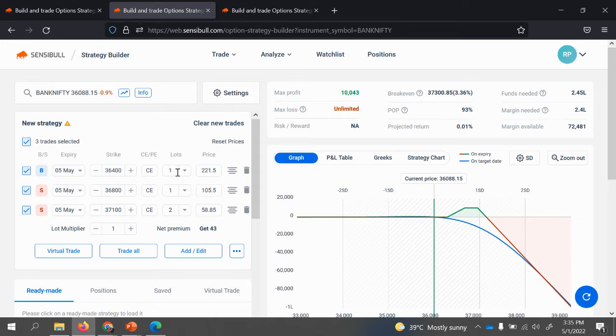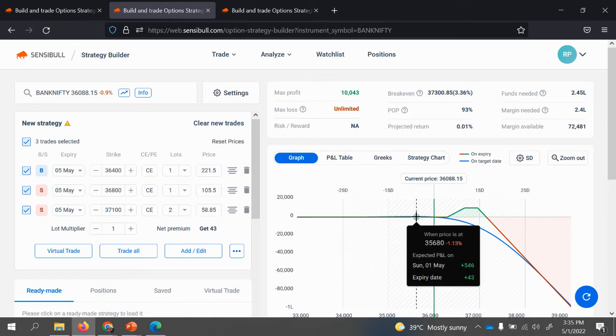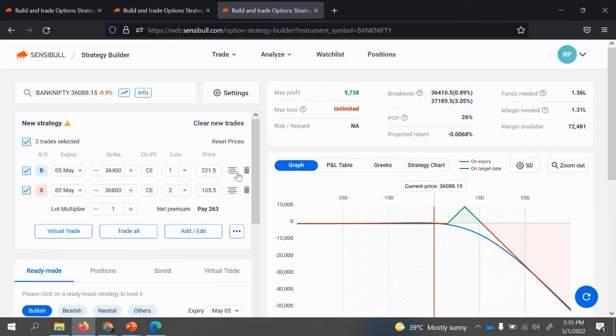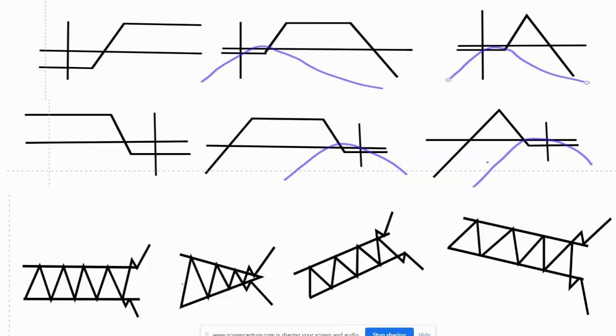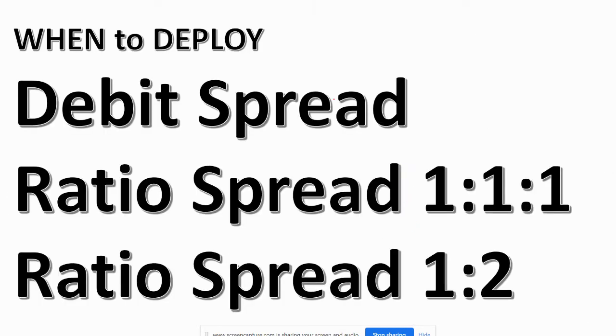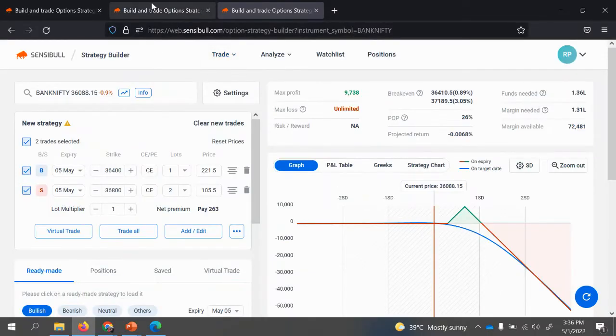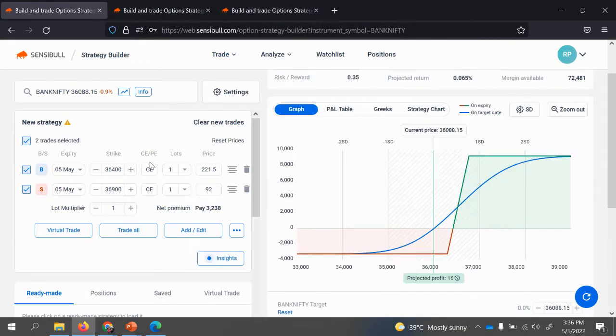The reason I had 1:1:2 is that ideally this is only one leg, but I've increased the quantity to make my loss on the downside minimal. If you look at this, this is 1:2. That's what we discussed right here. Debit spread 1:1:1, 1:2. That's what I'm just trying to show you in Sensibull.